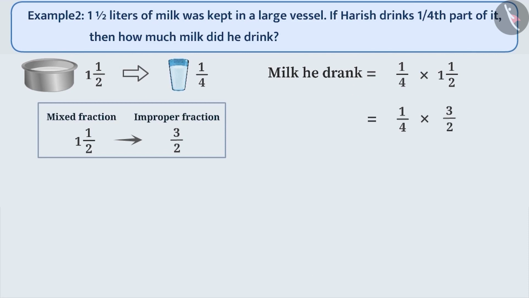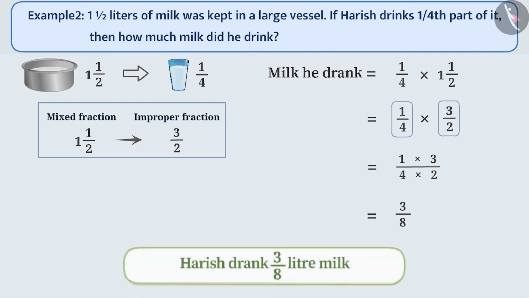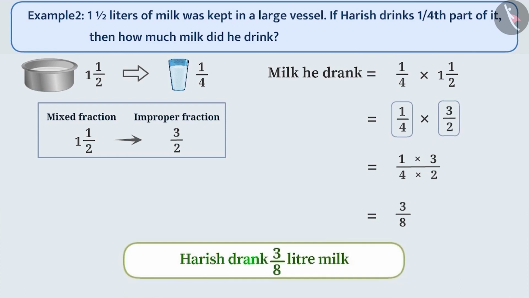In the previous video, we learned that in order to multiply two fractions, we multiply their numerators and their denominators separately and write the result as the product of the numerators divided by the product of the denominators. So, numerators 1 into 3 is equal to 3 and denominators 4 into 2 is equal to 8. 1/4 into 3/2 is equal to 3/8. Hence, we can say that Harish drank 3/8 of a liter of milk.